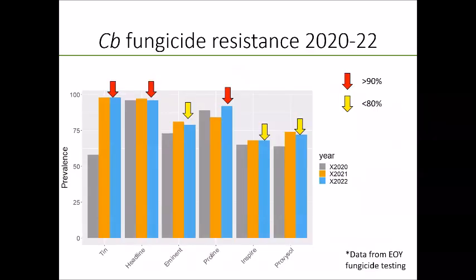So the main issue we face right now in controlling Cercospora is fungicide resistance. And this is a chart of end of the year fungicide resistance testing from 2020, 2021, and 2022. As you can see, on the left side of this graph is prevalence. Every single fungicide has resistance at least over 50% over the last 3 years. And in 2022, red arrows here designate fungicide resistance prevalence at over 90%. Yellow designates under 80% fungicide resistance, but as you can see, this is all still very high.